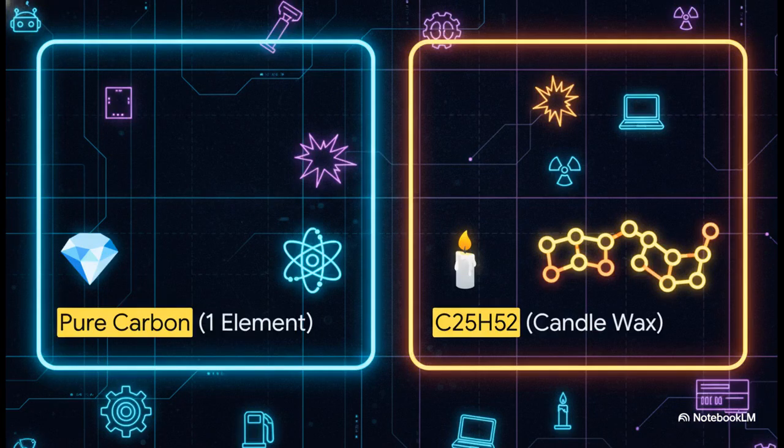But combining these bricks, that changes everything. Take pure carbon, for example. That's just one element. It could be graphite in a pencil or even a super tough diamond. But mix that exact same carbon with hydrogen in a very specific ratio, like C25H52, and suddenly you have soft candle wax. Chemistry is really just the study of how matter and energy interact when we snap these different elemental bricks together to create completely new things.